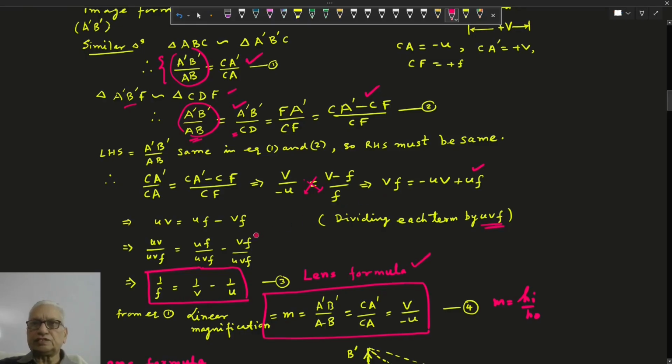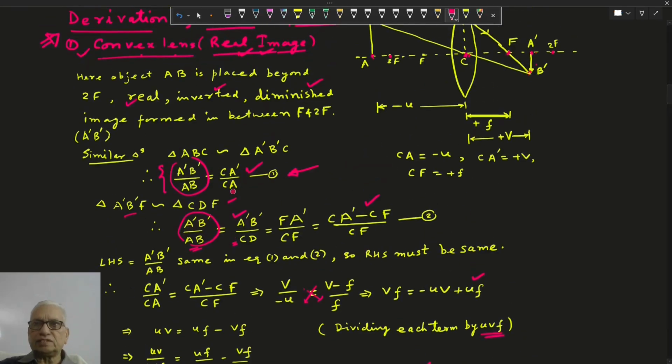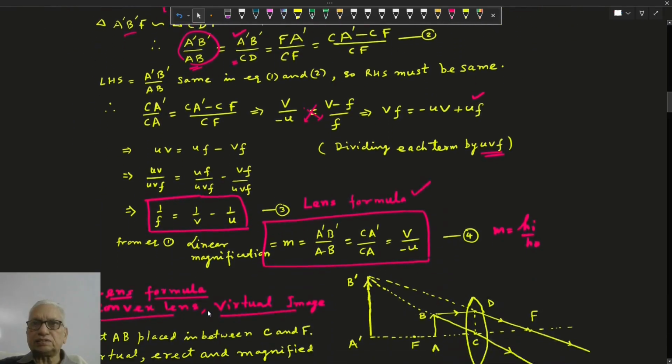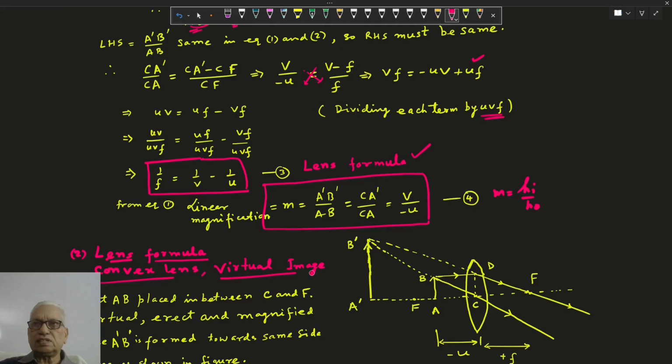Now from equation 1, the size of image A'B' upon size of object AB is equal to CA' upon CA. CA' is v, CA is minus u. This is the formula of linear magnification. It can be written as the ratio of height of the image upon height of the object. This is the lens formula, equation 3, and the magnification formula.